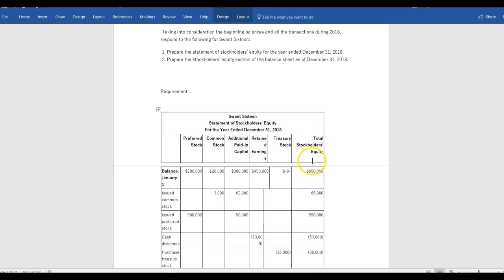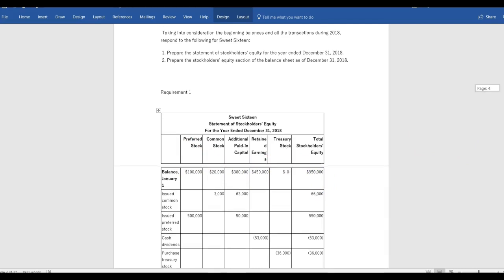Okay, sorry about that, guys. So the additional paid in capital here would be the 380 they gave us, and the retained earnings of 450. So we would add all those up to come up with our stockholders' equity.